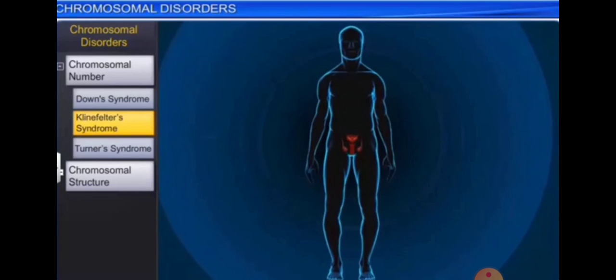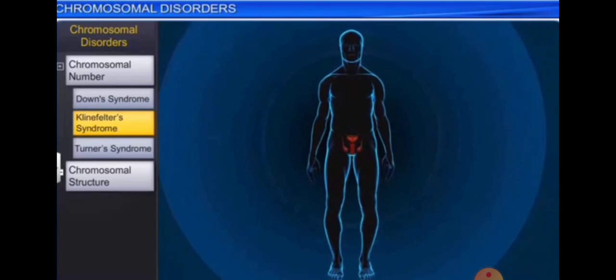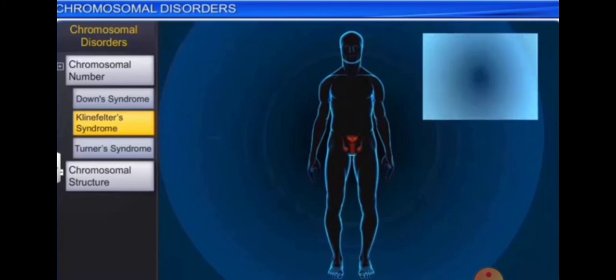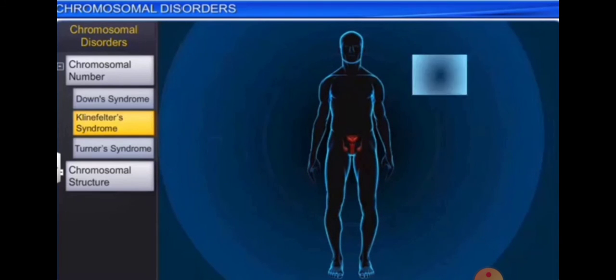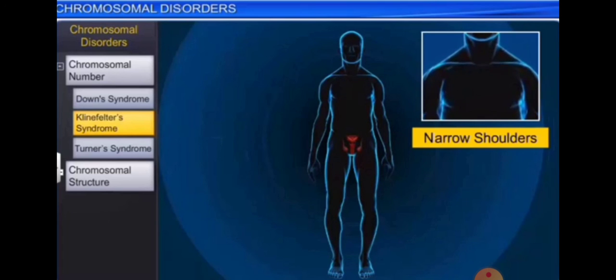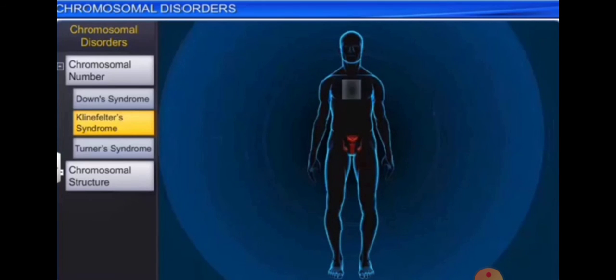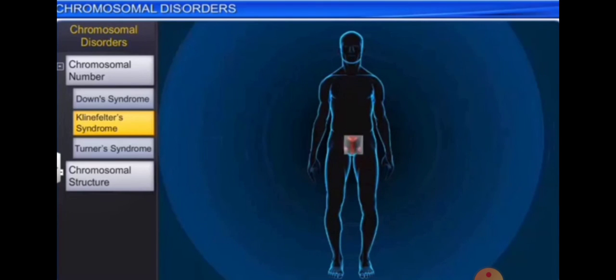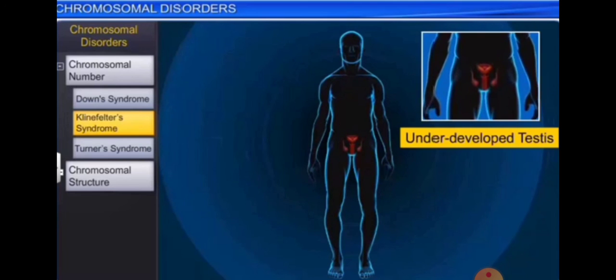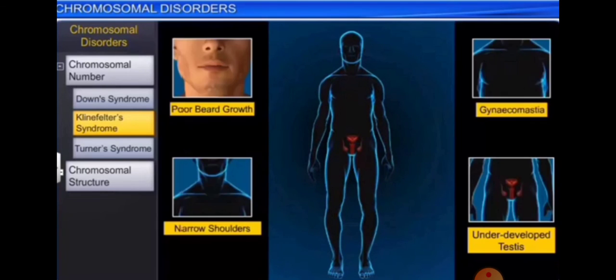It is one of the most common sex chromosome disorders in males and shows symptoms such as poor beard growth, female-like appearance, narrow shoulders, gynecomastia, which is breast development, and underdeveloped testes. Moreover, such males are sterile.